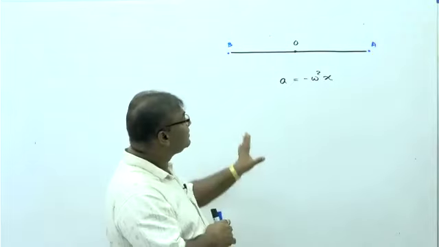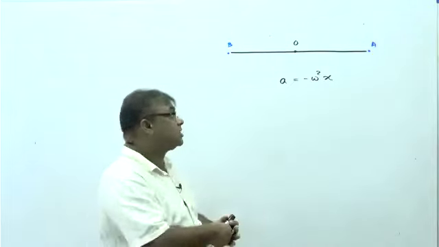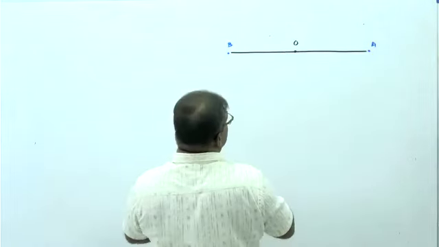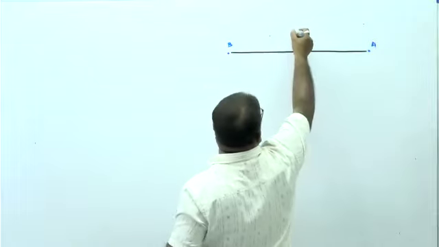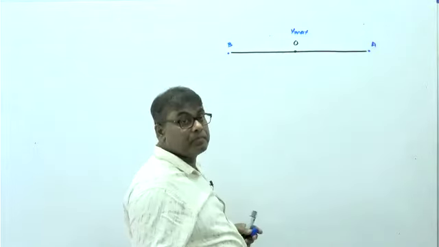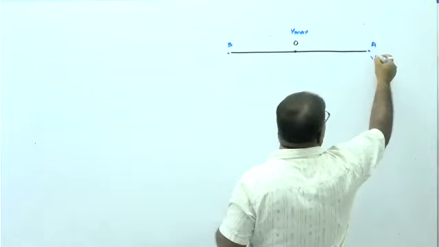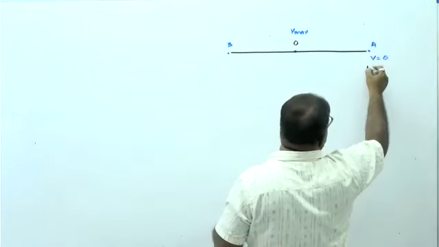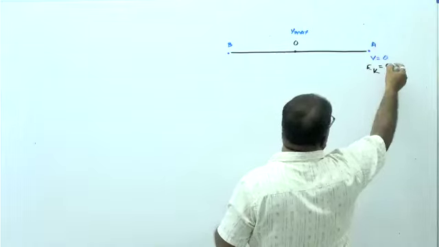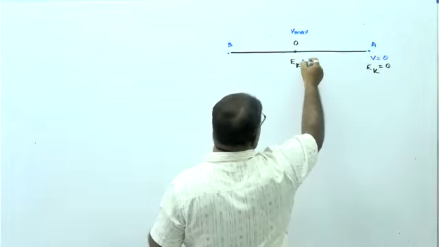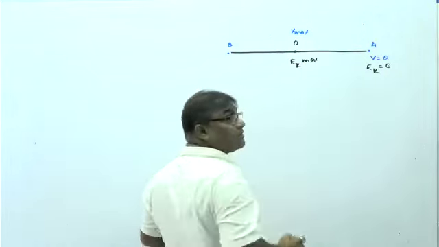Okay. Then this is the definition of simple harmonic motion. At the mean point, we can say the velocity of the particle is maximum. And at the end, velocity is minimum. Therefore, that point doesn't have kinetic energy. Kinetic energy is 0 there. Kinetic energy is maximum as velocity is maximum.